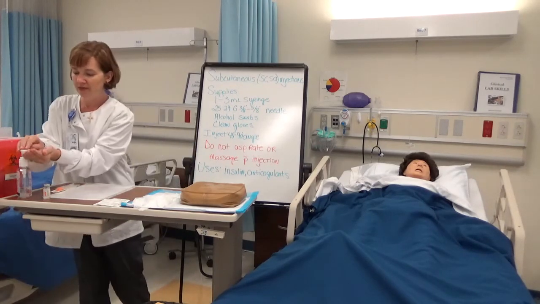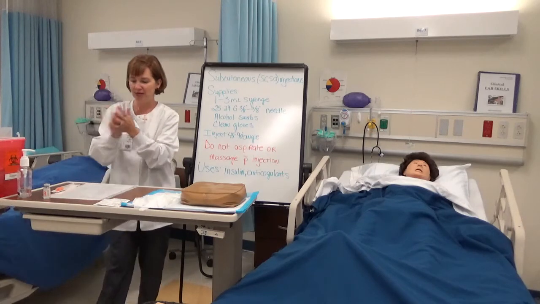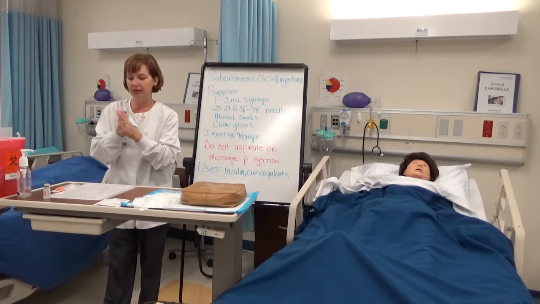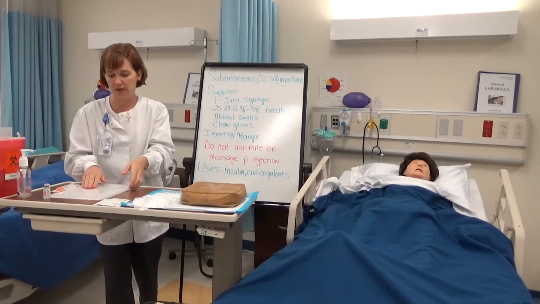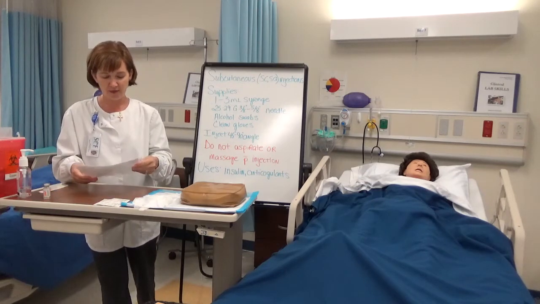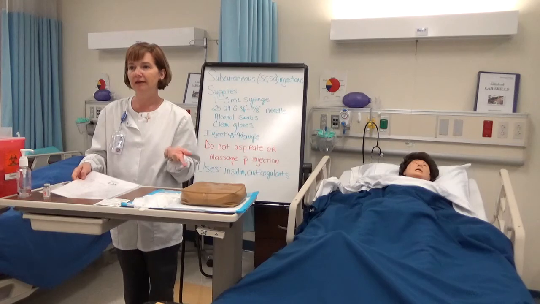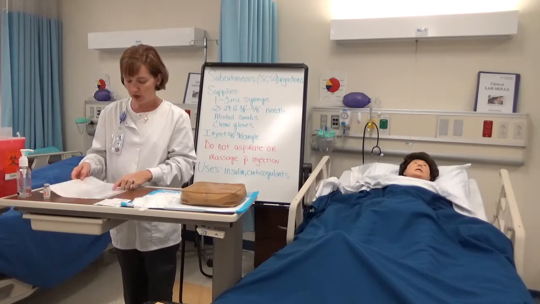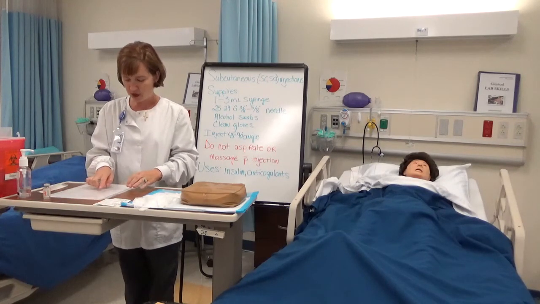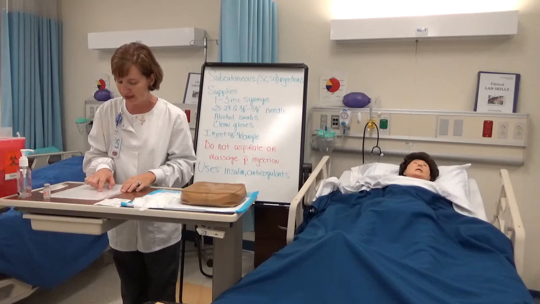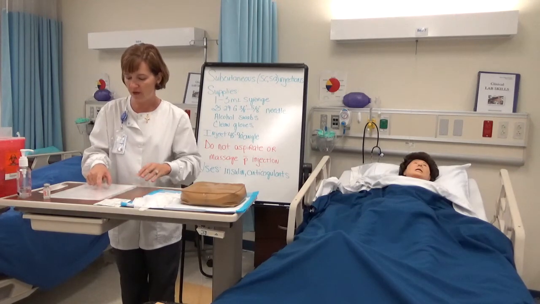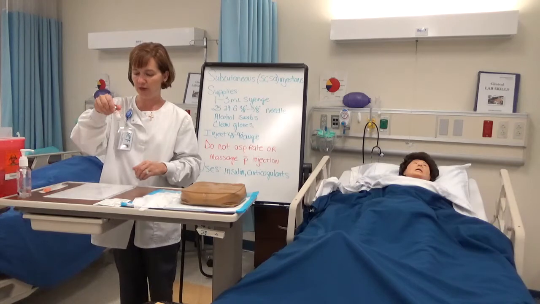Okay, so I'm in the med room. I'm going to wash my hands, and I have my MAR here, and my patient has a blood sugar that was done earlier, an Accu-Chek, and it was 240. So I'm going to look at my sliding scale chart on my MAR, and I see that I need to give 4 units of regular insulin. So that's what I have.